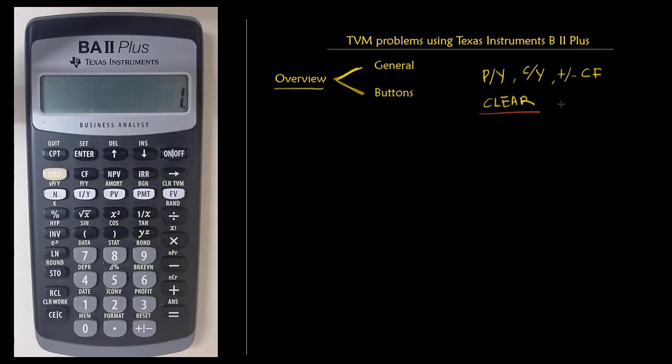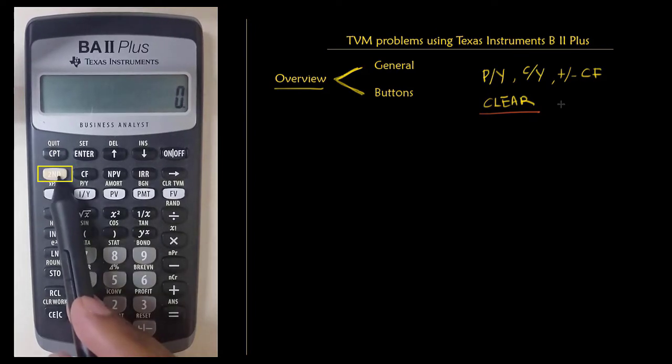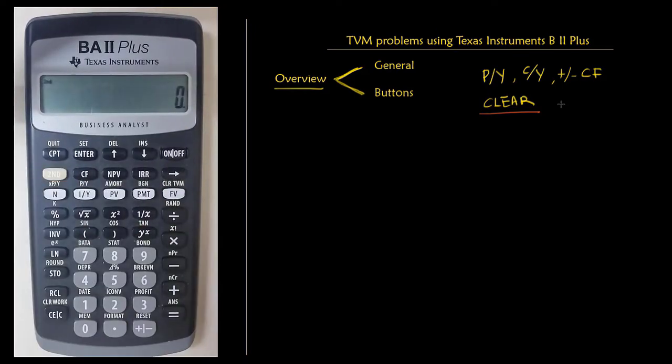Alright, then finally, one more thing. Every time you start using this row of buttons, make sure you first start with clearing the previous memory. To do this, you will press the secondary button first, then you'll press clear TVM, which is this button, and it will clear the memory of the previous problem. Let's see how all this works in an example.